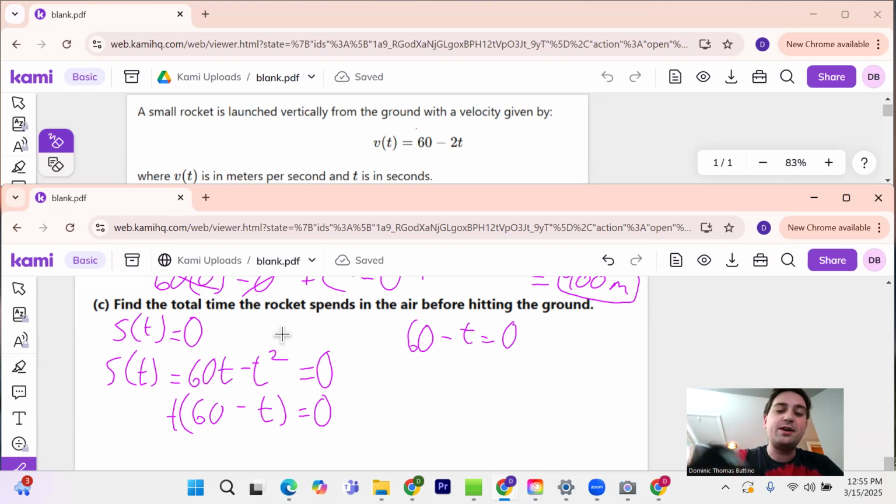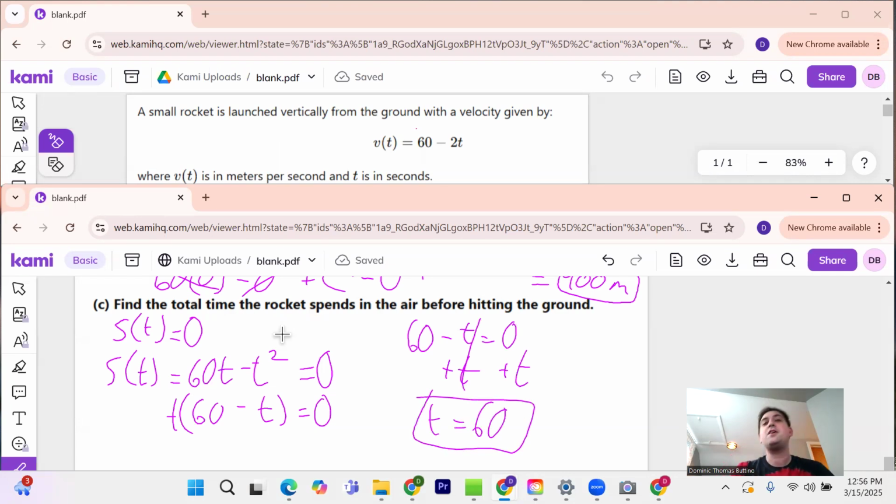Some of you are like, why do we even have to write this? Well, it's good to know how to. Okay, t equals, and I flip it around because we like the variable on the left, t equals 60, meaning 60 seconds that it would take to go from the beginning to the top, back down, okay? So that's this rocket launch problem.